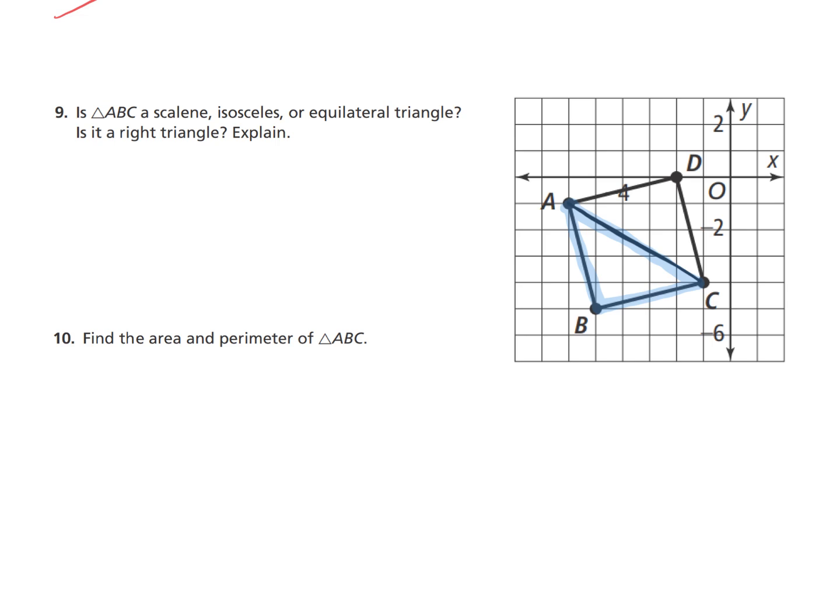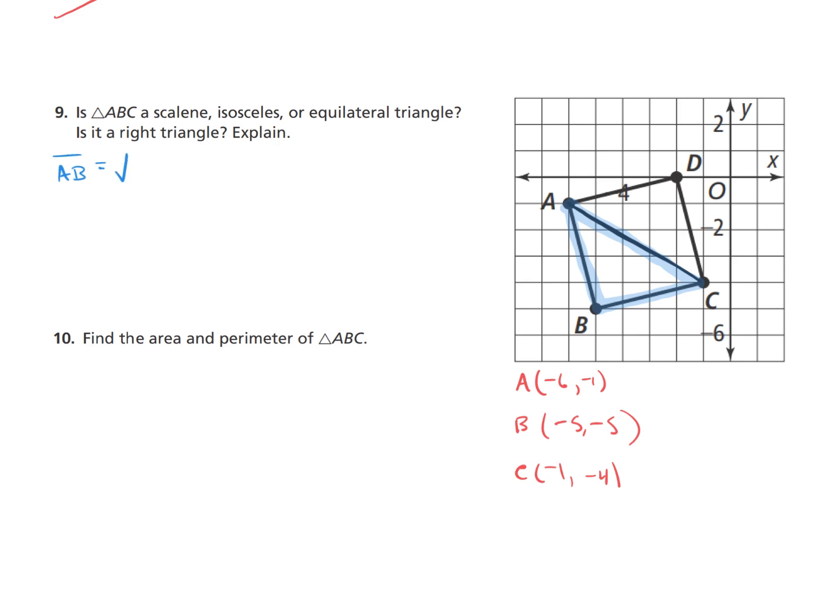To start, I'm going to just identify the ordered pairs so that I can plug those into the distance formula pretty quick. So point A is at -6, -1. Point B is at -5, -5. And point C is at -1, -4. All right, so we're going to start by finding the length of each side, starting with AB.